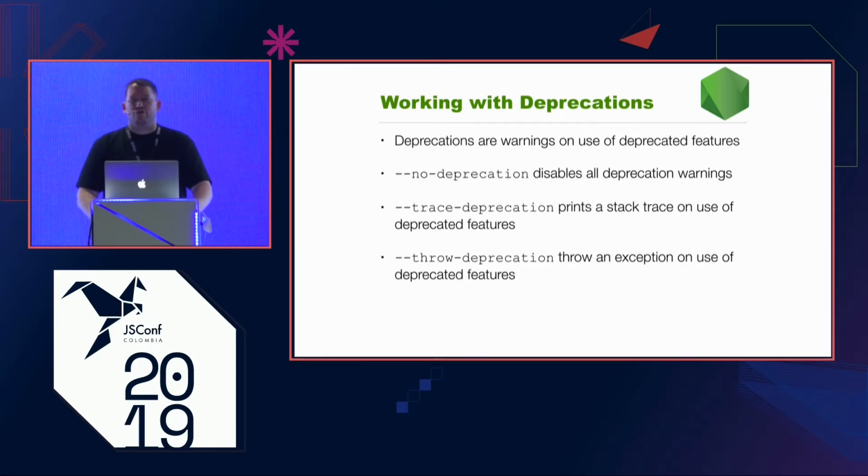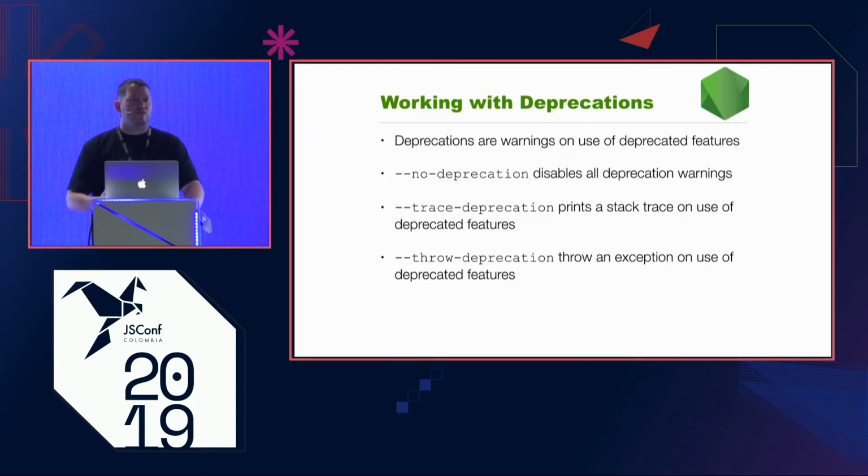Then similar to warnings, we have a special class of warnings called deprecations. These are just features that we no longer advise people to use in production. And we have a set of flags that work pretty similarly as warnings. So --no-deprecation. I imagine if you've seen the buffer constructor deprecation, a lot of people have turned that one off. I still don't think you should do that though.